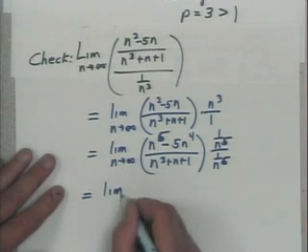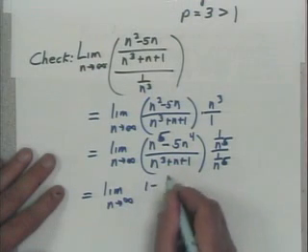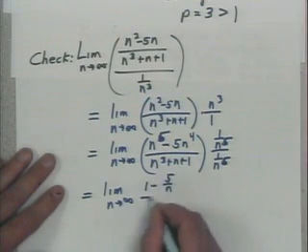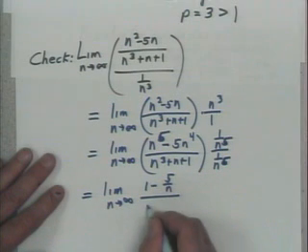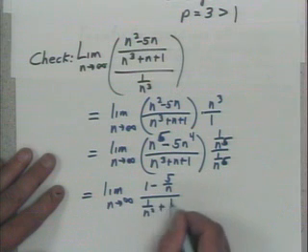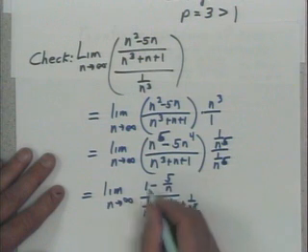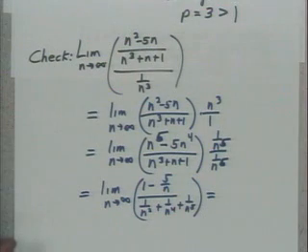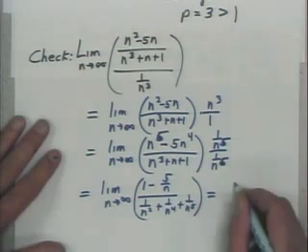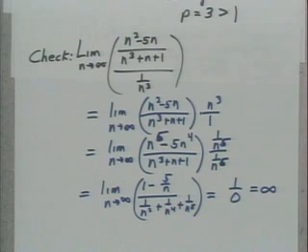So we get the limit as n approaches infinity of what? 1 minus 5 over n. And on the bottom we get 1 over n squared plus 1 over n to the 4th plus 1 over n to the 5th. And what happens? You end up with 1 over 0, which is equivalent to infinity, isn't it?